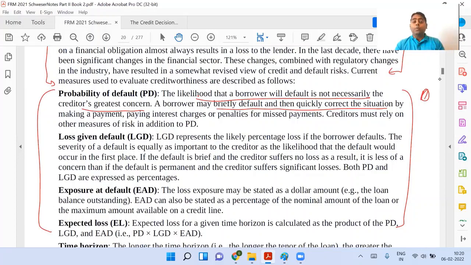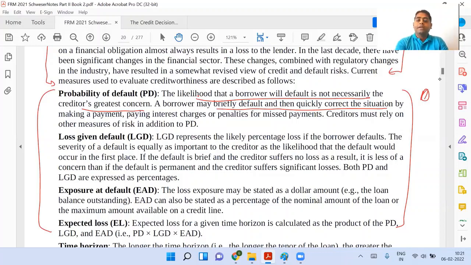Now, PD along with loss given default. What is a loss given default? If there is a default, what is the amount that I would lose? It depends upon what the recovery is, what collateral is available, and whether the bond or loan that I've given is secured or not. So all of these factors will come into the picture. It simply means the amount I will be able to recover.